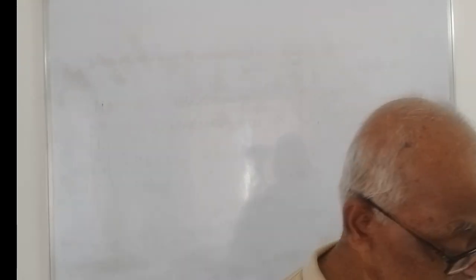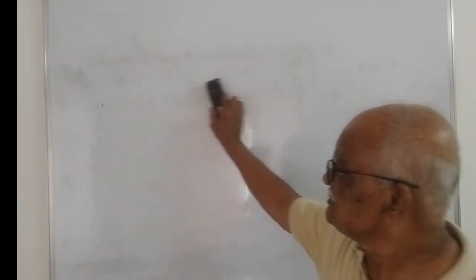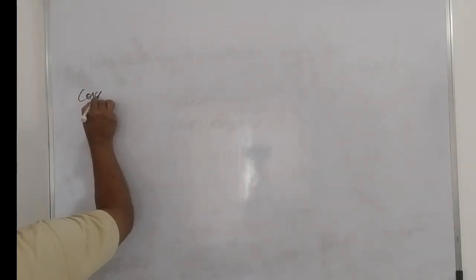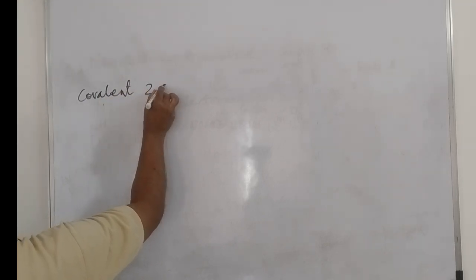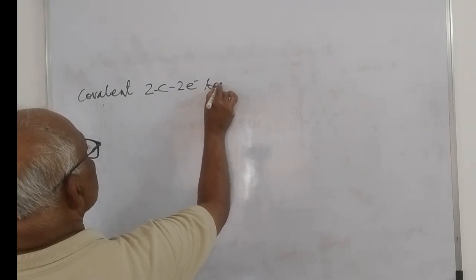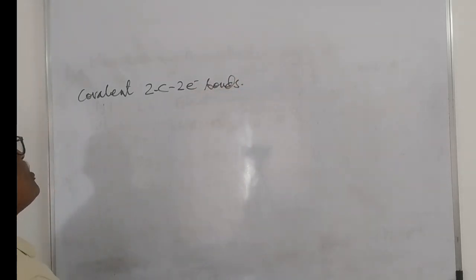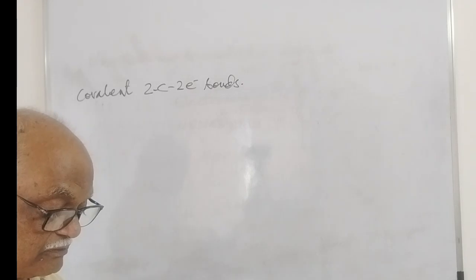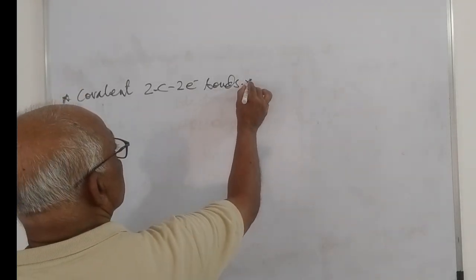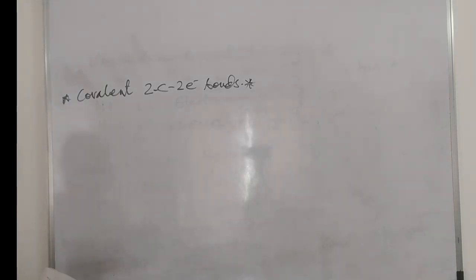Now we will see the bond types, meaning types of compounds or bond type. So first we will see covalent. Covalent: two-center, two-electron bonds. These are simple covalent bonds which are ordinarily studied in organic compounds. And there are also covalent compounds in the inorganic compounds.